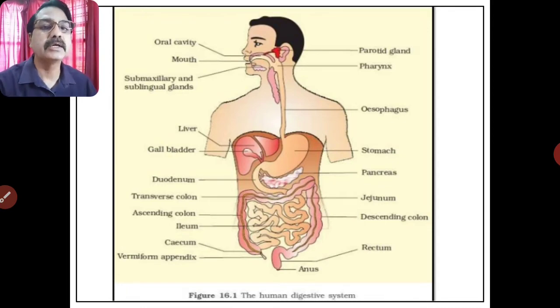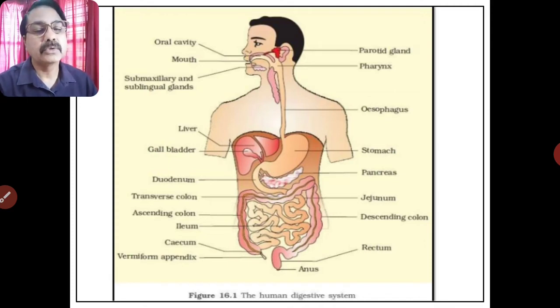Esophagus, the O is silent here, and then the stomach, and the stomach is attached to the liver, a big organ of the body, and this organ is very important. It includes 500 functions in medical terms. It is a very important vital part of our body, the liver, and it is connected with the gallbladder. Just below the stomach, the J-shaped stomach, there is a pancreas, a leaf-like shaped pancreas.